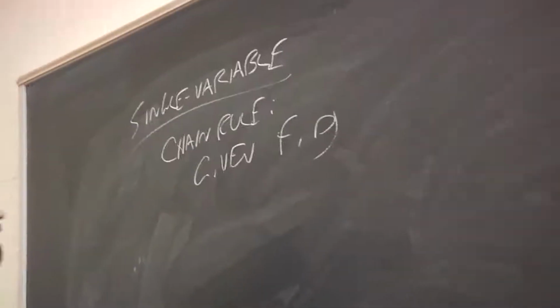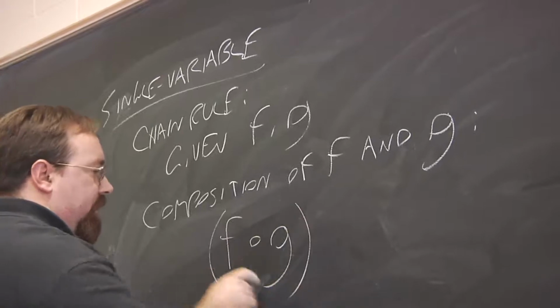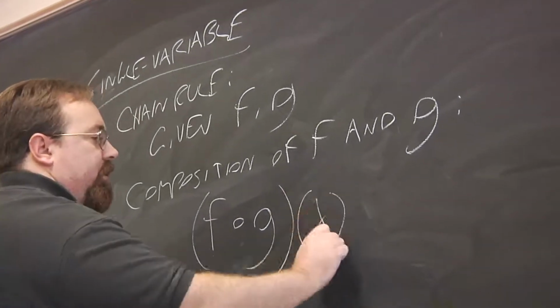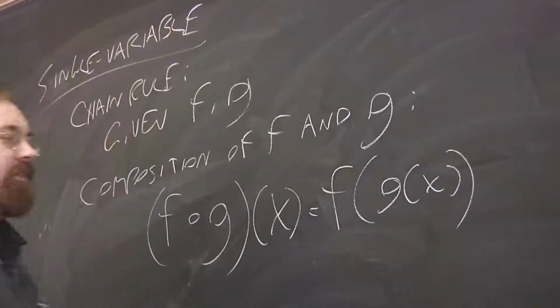Single variable case, the chain rule: you're given two functions f and g. The composition of f and g is often written this way, f circle g. So this is a new function, and it's defined to be f of g of x. So we're chaining functions together.